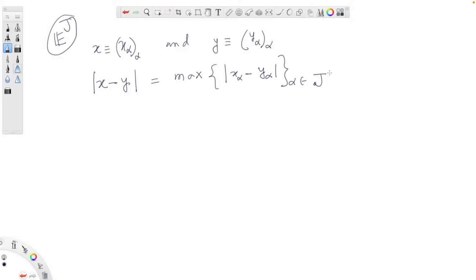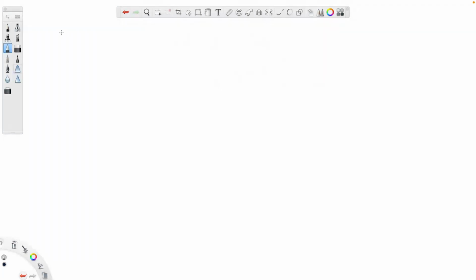Everything we have done so far for complexes in R to the n, where n is a natural number, also applies to complexes in this generalized Euclidean space. Okay, so back to the definition of cone.